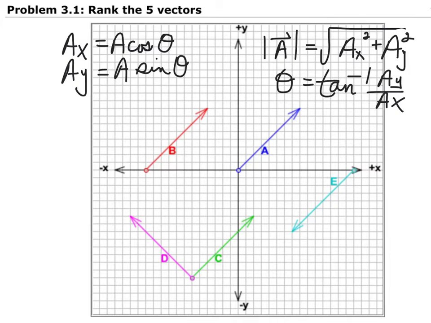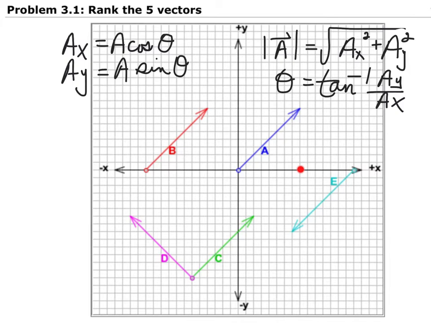Now if we go to the problem, all of these vectors end exactly on the intersection of 2 lines. So you just count the lines. 1, 2, 3, 4, 5, 6, 7. Wait, did I count right? 1, 2, 3, 4, 5, 6, 7, 8. So there's 8 boxes this way.